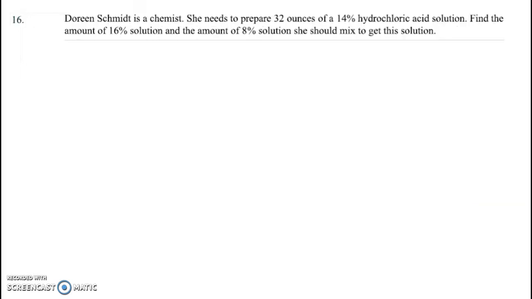Let's look at 16. All right, 16 says, Dorian Schmidt is a chemist. She needs to prepare 32 ounces of a 14% hydrochloric acid solution. Find the amount of a 16% solution and the amount of an 8% solution that she needs to mix to get this solution. Okay? Here's my little beaker with the solution in it. Our goal, or her goal, is to mix 32 ounces of a 14% solution.